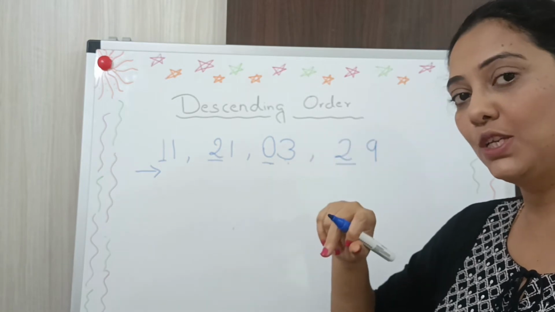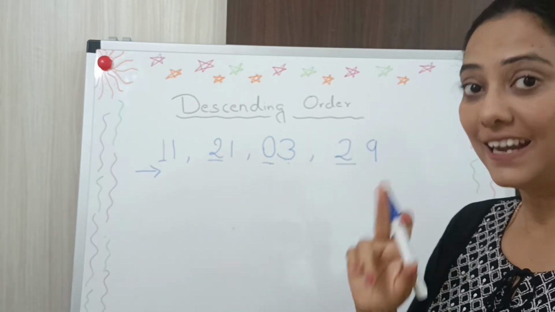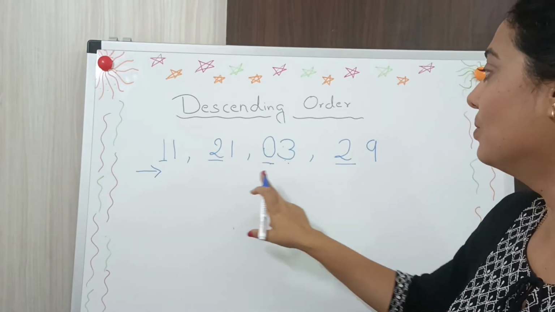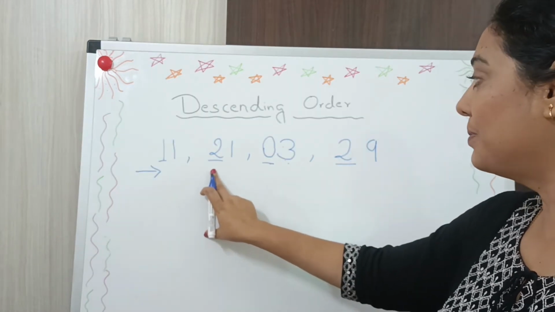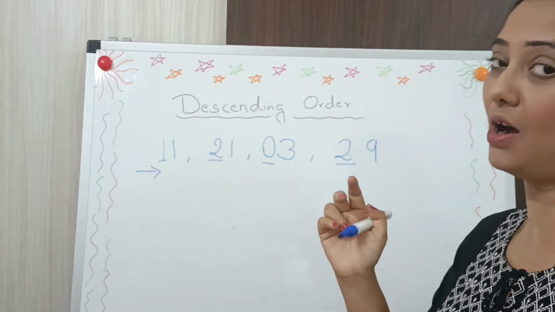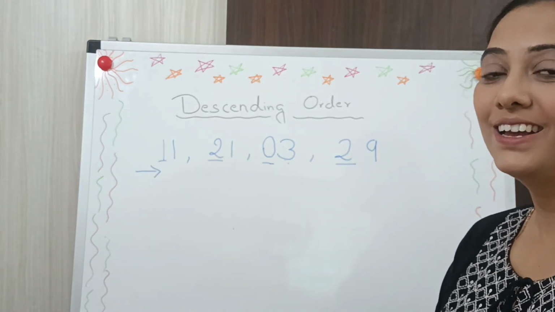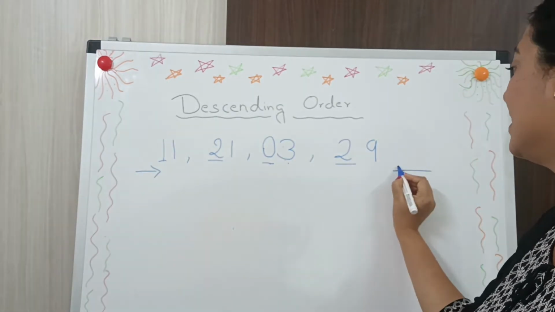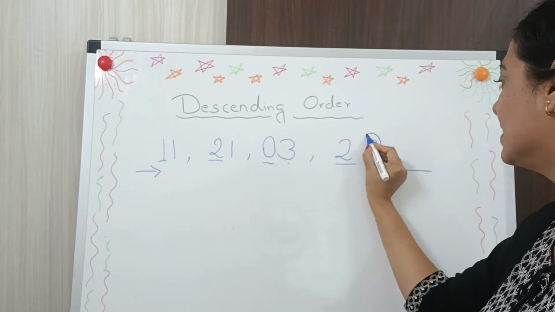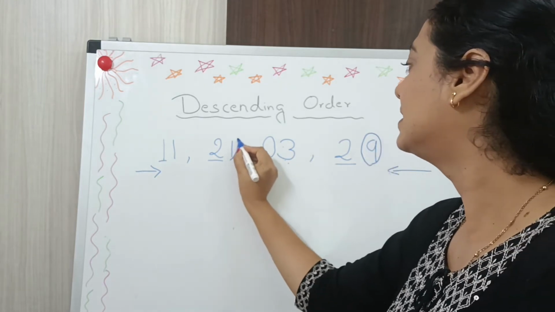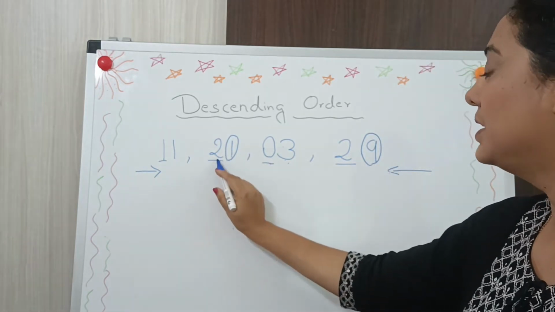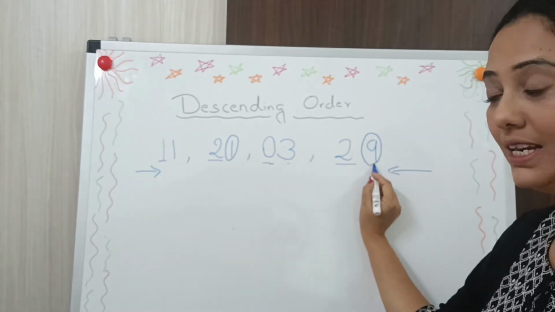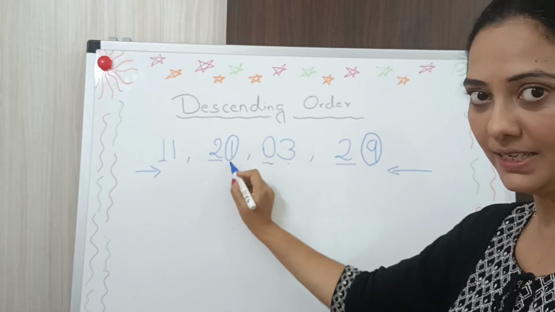Okay. So now here in descending order, what do we have to find? The smallest one or the largest one? Right, we have to find the largest one. 2 and again 2, it's 2, 2. How can we find the next number? Do you remember? Yes, from the right side, we will see this is 9 and this is 1. This is 21 and this is 29. 9 is bigger than 1, right?